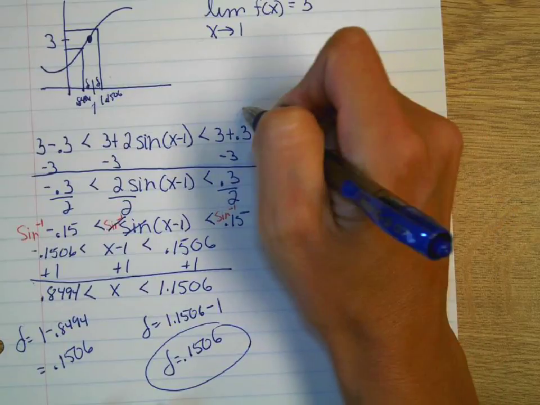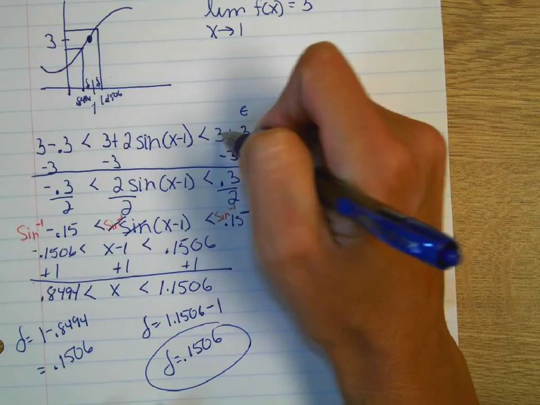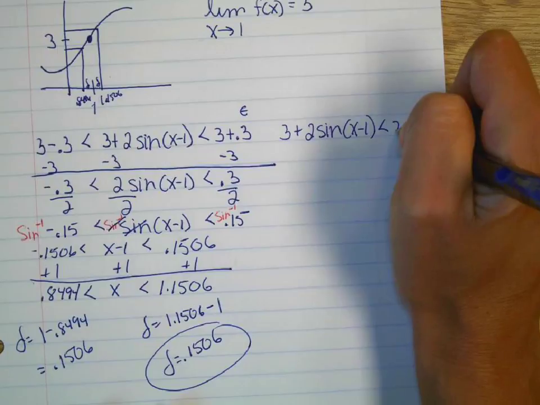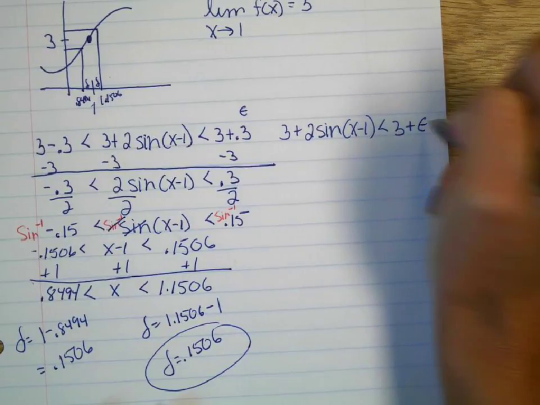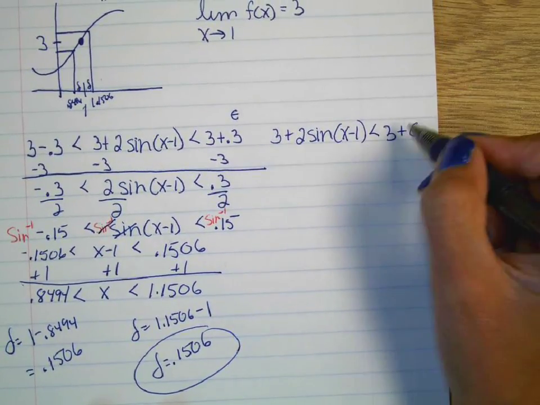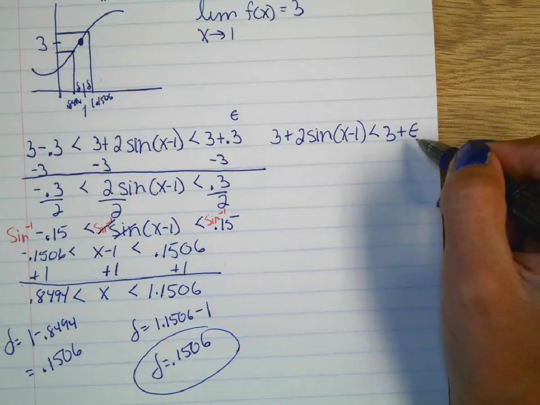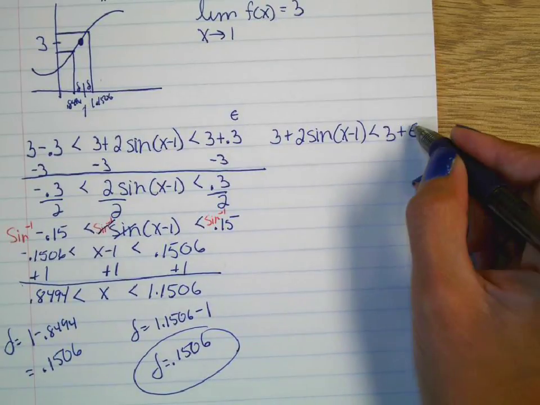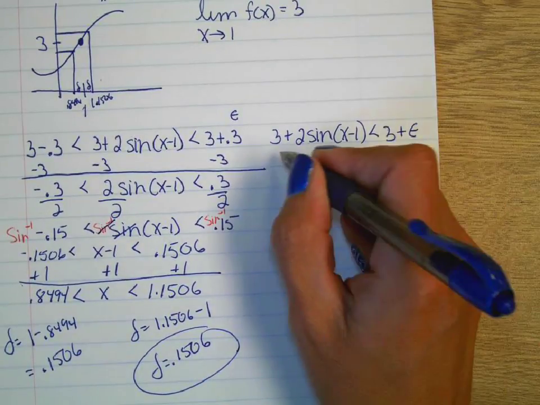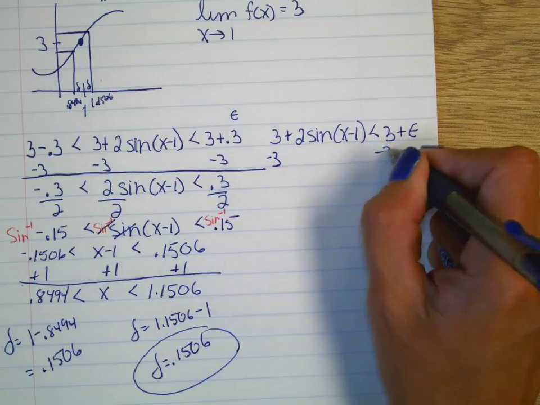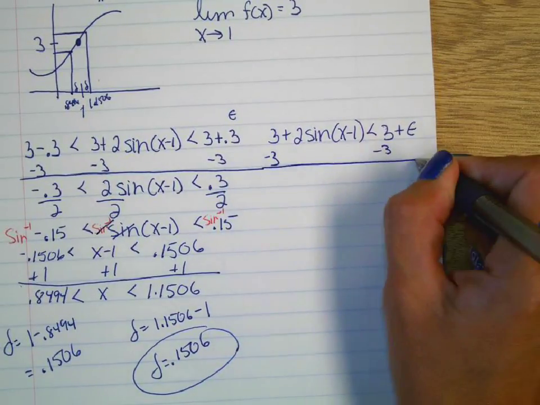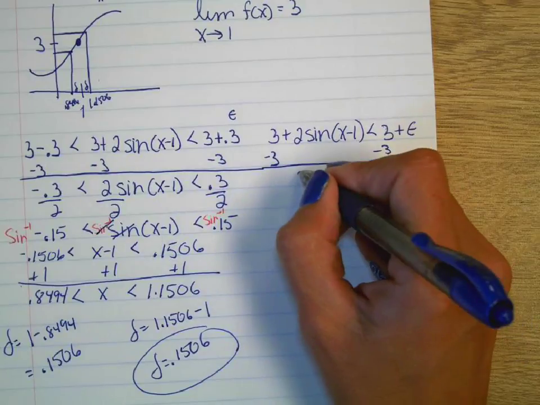Instead of putting in the 0.3, I'm going to put in the epsilon. So it'll be 3 plus epsilon. It's still my limit plus the epsilon on the outside of the inequality. First step is subtract 3. The steps are parallel to what I did over here.